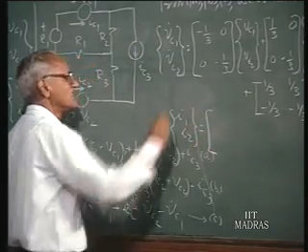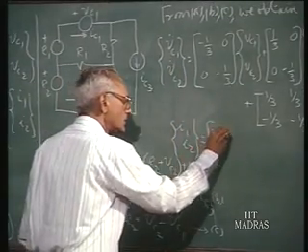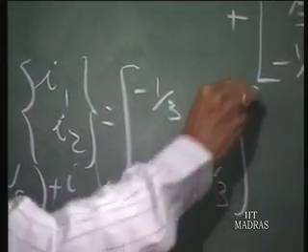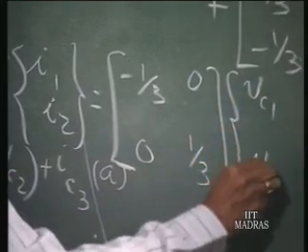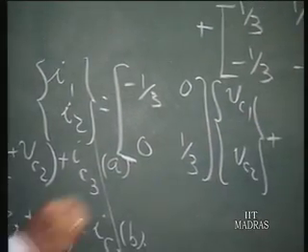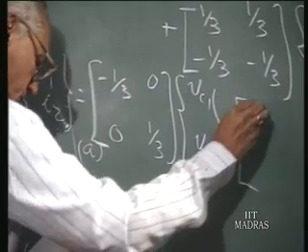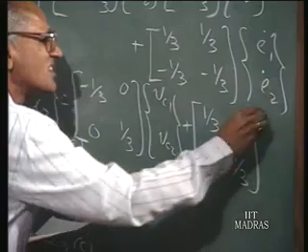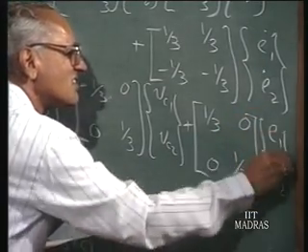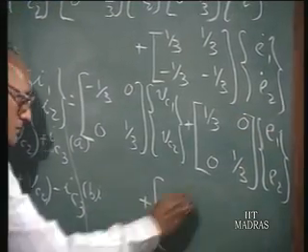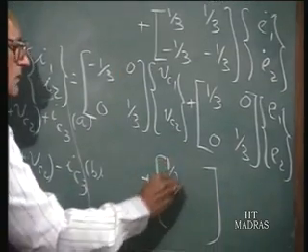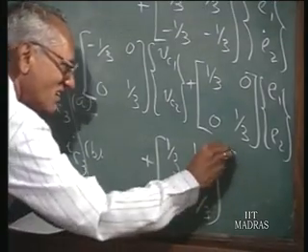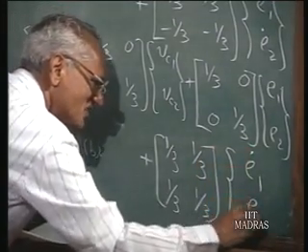equals minus 1/3, 0, 0, 1/3 of Vc1, Vc2 plus 1/3, 0, 0, 1/3 of E1, E2 plus 1/3, 1/3, 1/3, 1/3 of E1 dot, E2 dot.